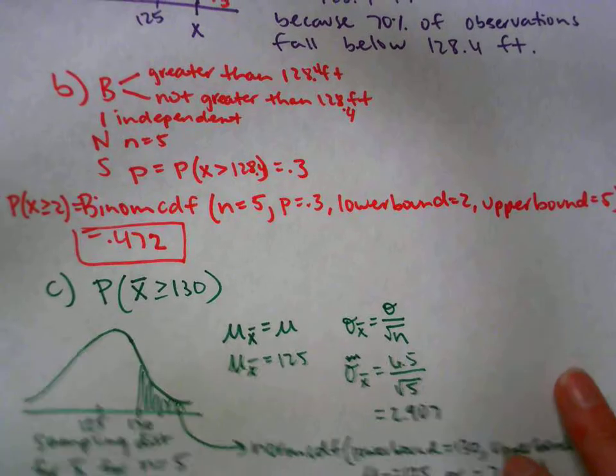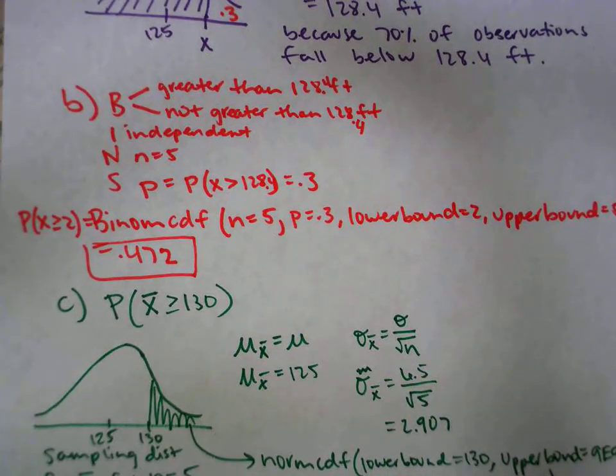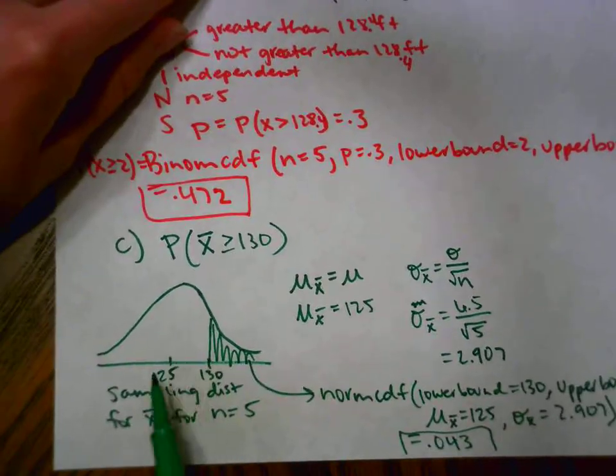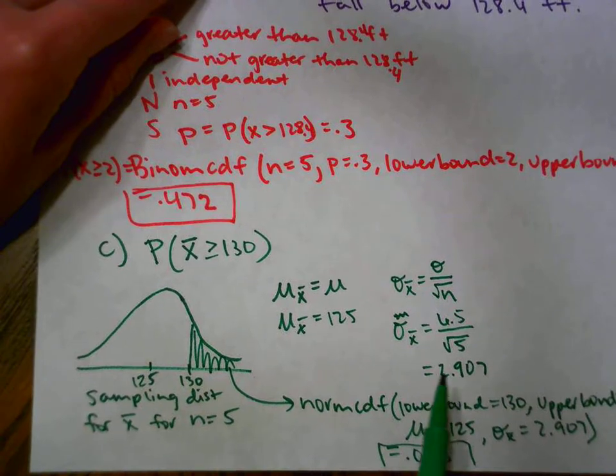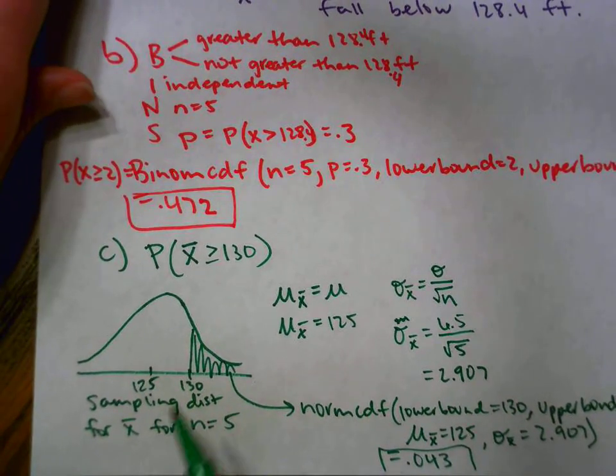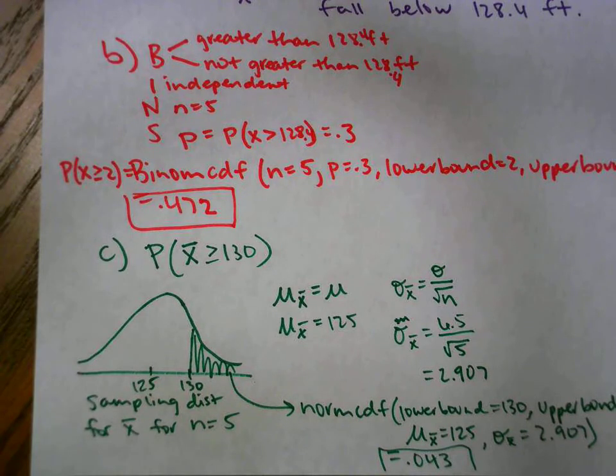So hopefully this makes sense on the difference. I really am trying to harp on the difference between the original population distribution and the sampling distribution. The standard deviation should be getting smaller as your sampling distribution sample size increases. Okay, so let's go ahead and do the one on the back.